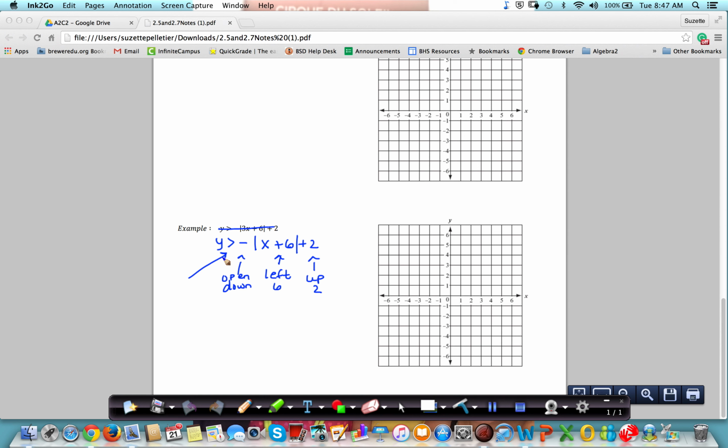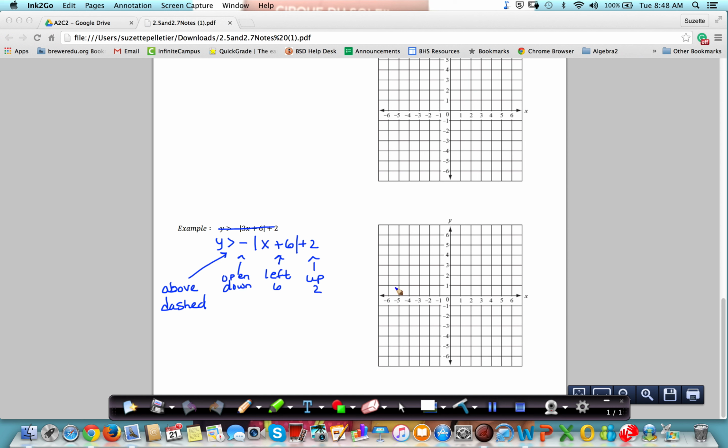The symbol tells me greater than. So I'm going to shade above. We're going to shade above. And it's not an equal sign, so dashed line. So I have all the information I need. That's a great strategy to use, is to start off like this and then mark down all the information that you know based on your equation, then go to your graph.